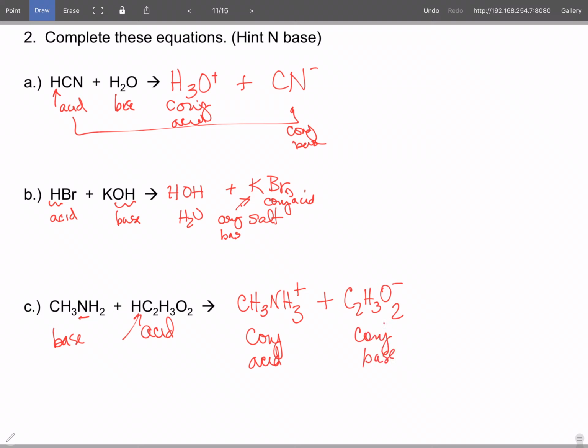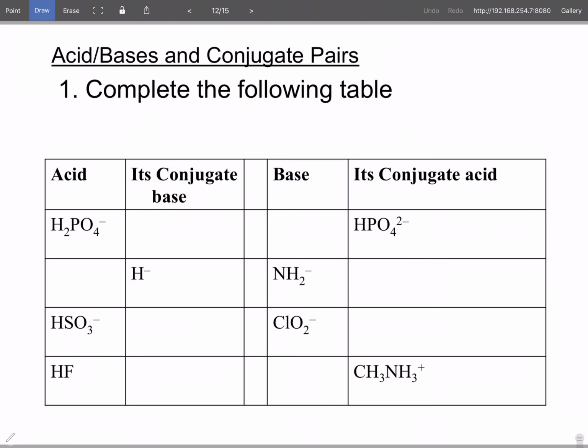So notice we're working with acids and conjugate bases, and it's just a matter of identifying. Now this is kind of a fun chart because this makes you really think about who's got the proton and where it goes. So remember, an acid is a proton donor.